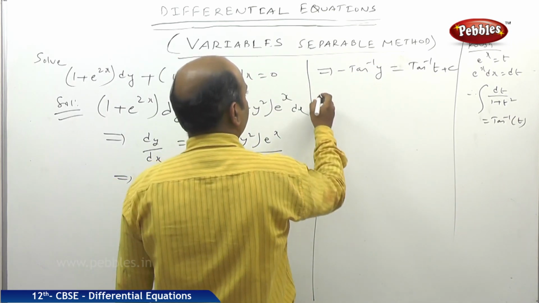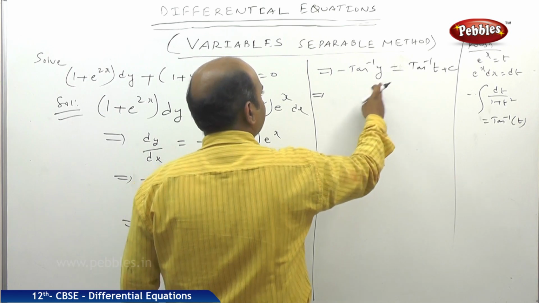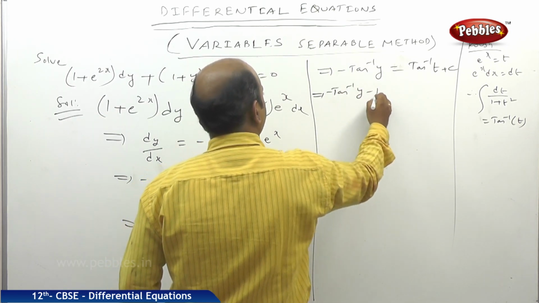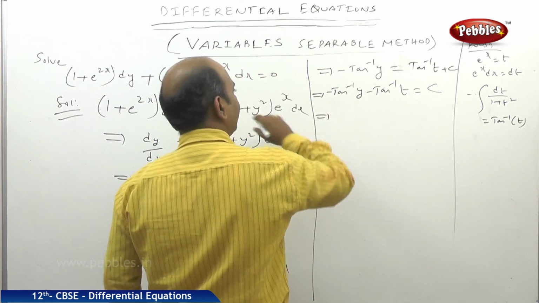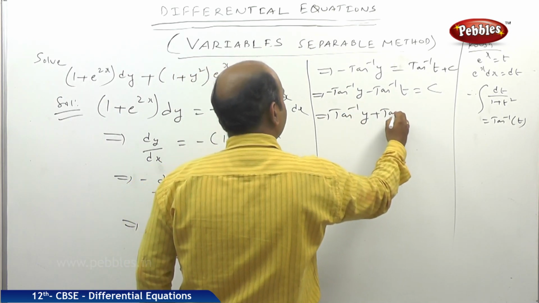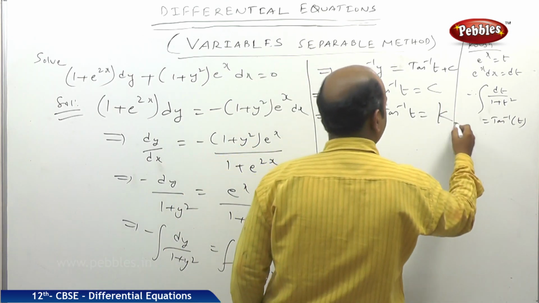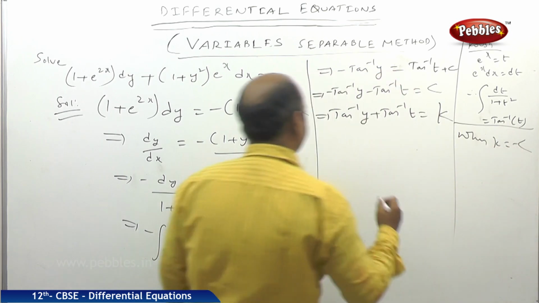Later, I will shift this tan inverse t to this side. So tan inverse y minus tan inverse t equal to c. The minus I will shift to that side, so tan inverse y plus tan inverse t is equal to, I will call it k, where k is nothing but minus c, because it is a constant for us.